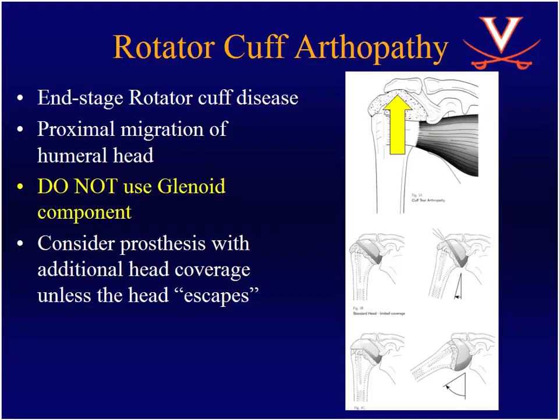Rotator cuff arthropathy, the key question once again is do not use a glenoid component for this because it'll rock it out of place. The other key question here is preserve the coracoacromial ligament. So if you have a massive cuff tear and you're trying to fix it, don't just whack out the coracoacromial ligament and let it fly because then your humerus will migrate and escape into the subcutaneous tissues. Patients don't like humeruses in subcutaneous tissues.